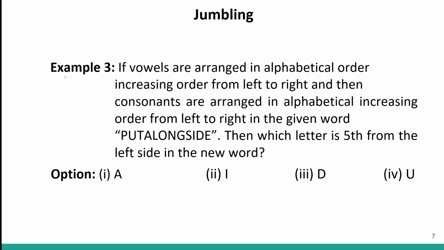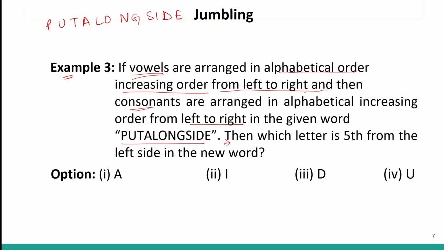Okay. Example number 3. If vowels are arranged in alphabetical order, increasing order from left to right. So, in this word, we have to arrange first the vowels. And then consonants, in increasing order from left to right again. And then we have to find the answer. This is the question. We'll come to this later. Now, the word given to us is Putalngsid. Put alongside. Okay, this is the word given to us.